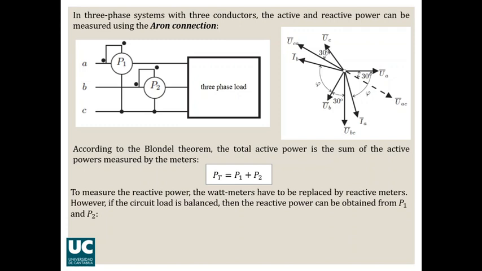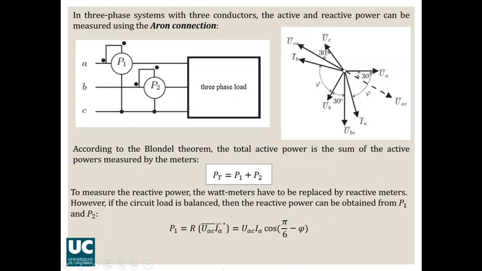But if the load is balanced, then we can obtain the reactive power from P1 and P2. And the explanation would be this one. P1 is the real part of the product of the line voltage UAC multiplied by the conjugate of the line current A. The real part of that product will be the line voltage UAC multiplied by the line current and the cosine of the angle of that product.